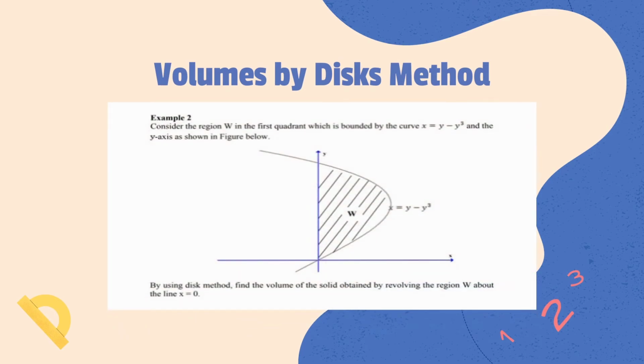The next topic is volumes by disc method. From the diagram, region W in the first quadrant is bounded by the curve x equal to y minus y cubed and the y-axis as shown in the diagram. By using this method, find the volume of the solid obtained by revolving the region W about the line x equal to 0.